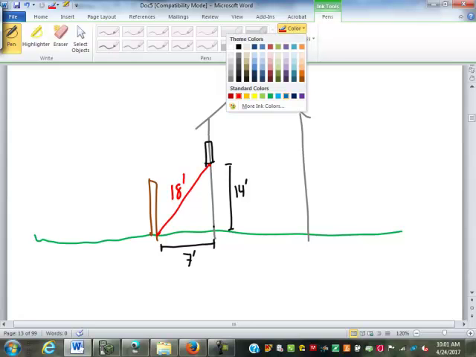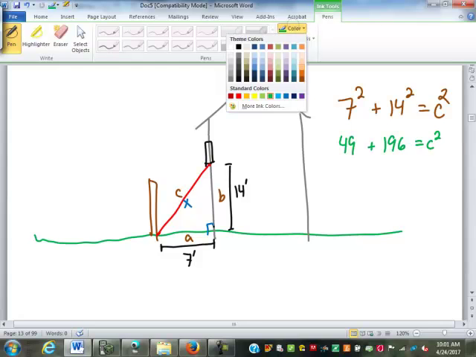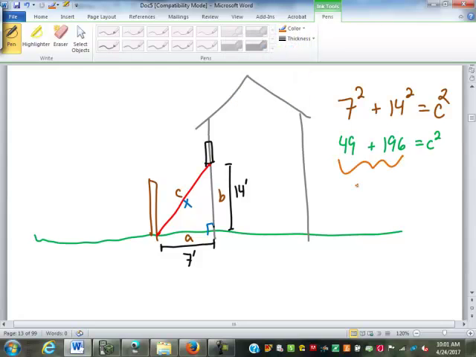Well, there's two ways you could approach this. The way I would approach it is this. Really, that 18 feet isn't there. We need to find out what that distance is and compare it to the 18 feet. So we're going to have 7 squared. That's A, B, and C. So 7 squared plus 14 squared equals C squared. 7 squared is 49. 14 squared is 196. So I add those together, I get 245 equals C squared.